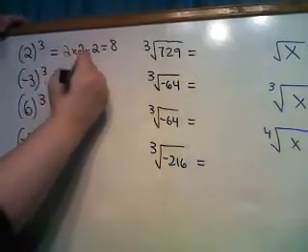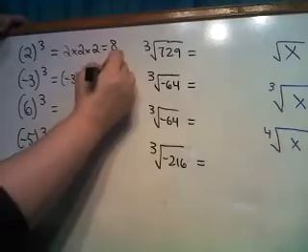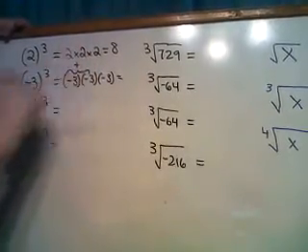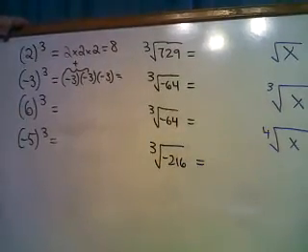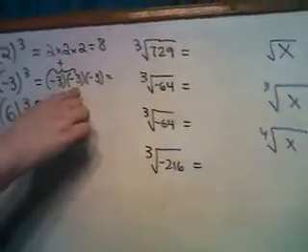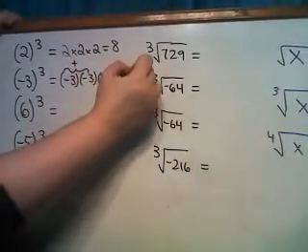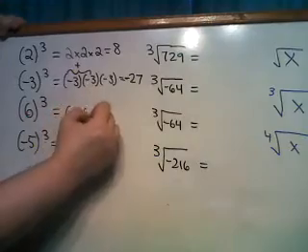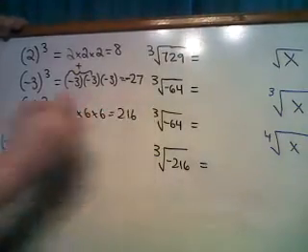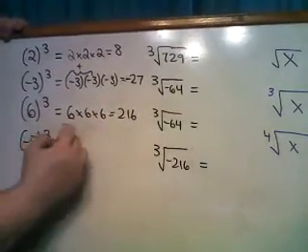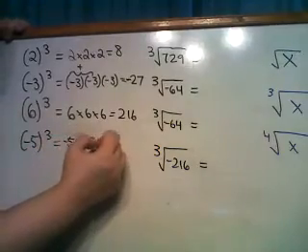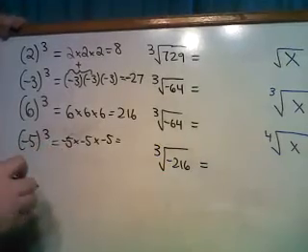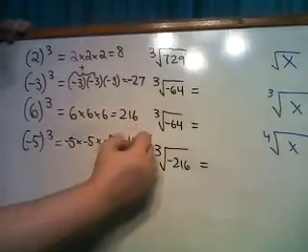So the next one I could do negative 3 times negative 3 times negative 3. Remember, negative times a negative is a positive, positive times a negative is a negative. 3 times 3 is 9. 9 times 3, so this is negative 27. 6 to the third is 6 times 6 times 6, which is 216. And then you have negative 5 times negative 5 times negative 5. Again, negative times a negative is a positive. Positive times a negative is a negative, so it's negative 125.